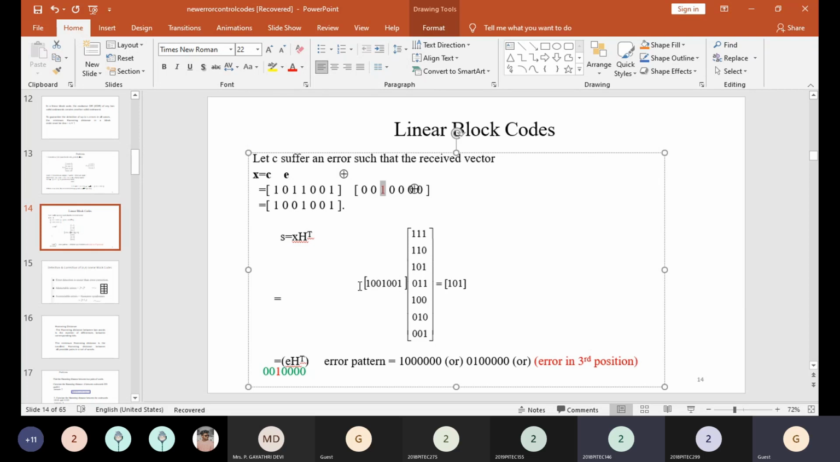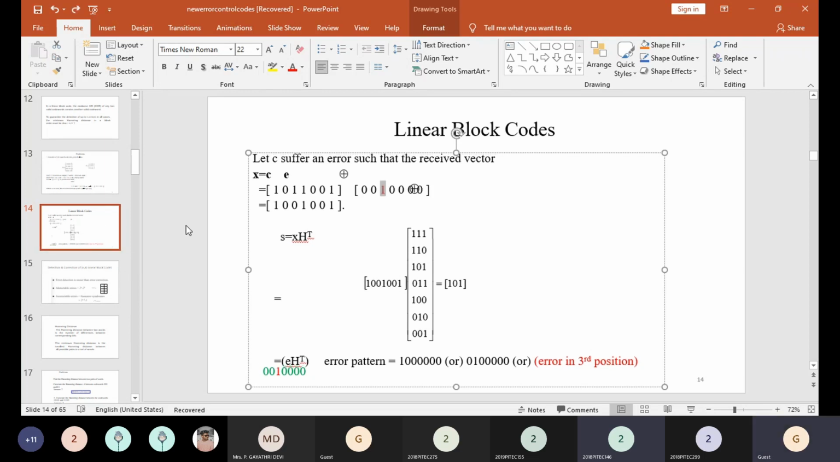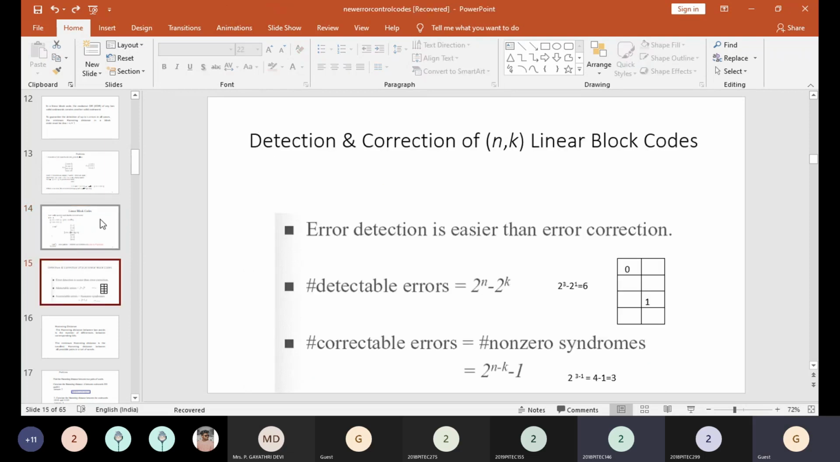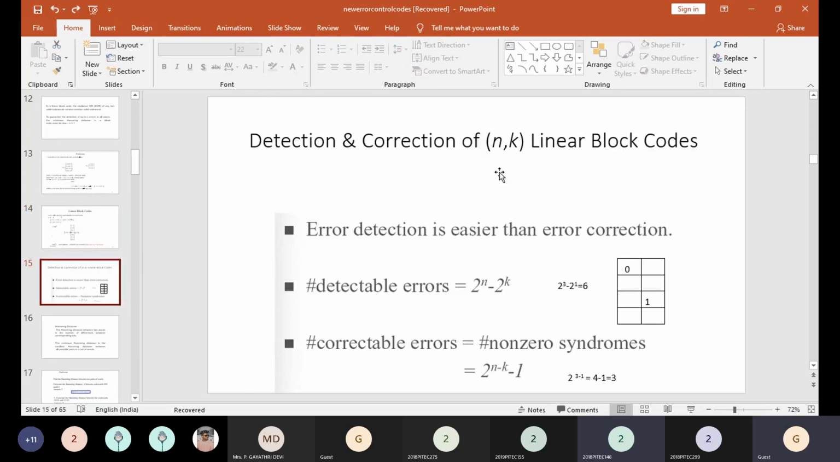So thereby you can do this easily. This is a procedure to detect errors by using the syndrome. By using the syndrome we are just detecting errors. We have seen how to detect errors; likewise you can also correct errors.